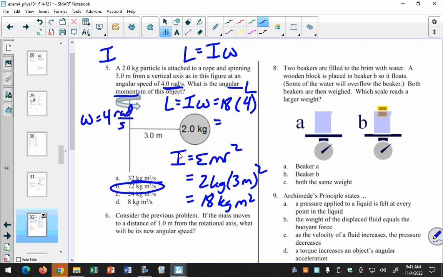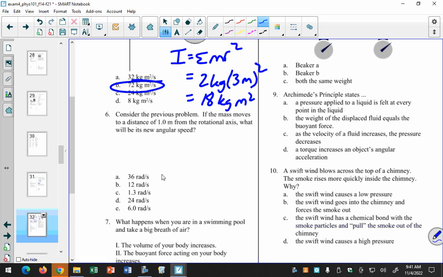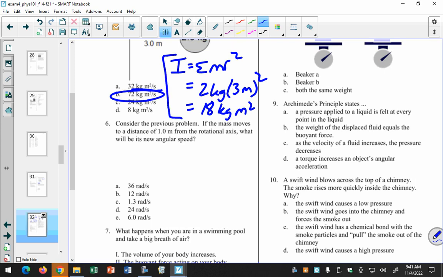All right, other types of problems that we'll have are like conservation of angular momentum, like this number 6, where I have this mass that moves to a distance of 1 meter to the rotational axis. So up here, we had to find the moment of inertia. We'll say that that's our initial moment of inertia. Our final moment of inertia in this case, because it moves to a new distance, is going to be equal to mr squared. That's going to be 2 kilograms times 1 meter squared.